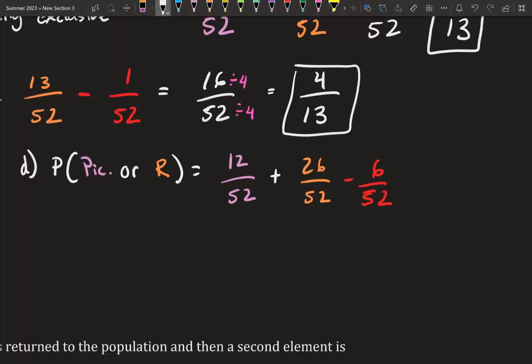Alright, let's simplify. So 12 and 26, that's 38. 38 minus 6 is 32 over 52. We can simplify by 4. Most of the time you can actually divide by 4. You want to know why? Because there's 4 groups. There's 4 sets: hearts, clubs, spades, and diamonds. That's why we usually divide by 4. And when we divide by 4, we get 8 over 13.